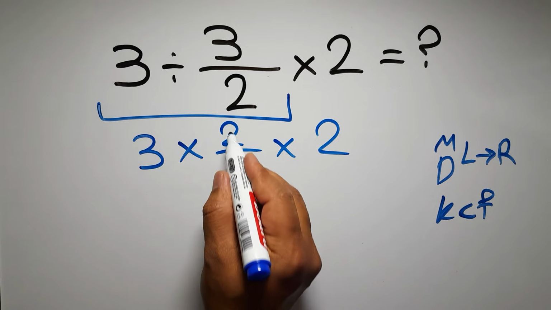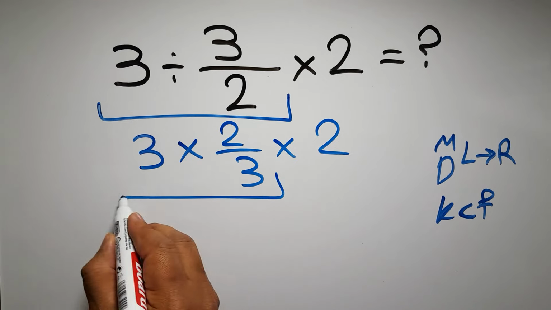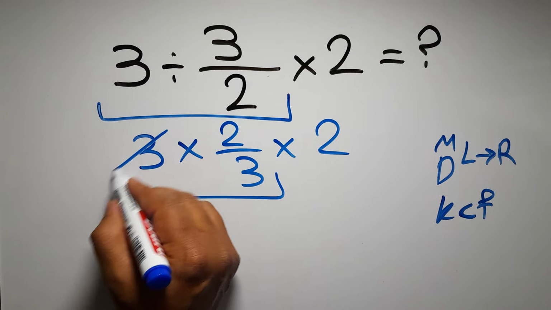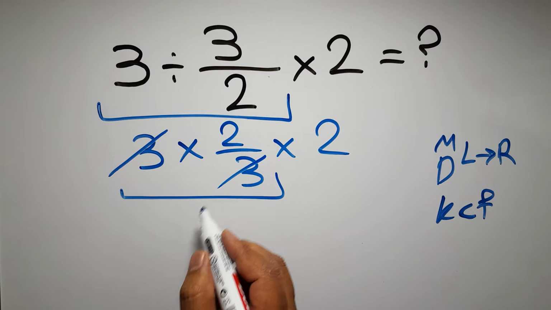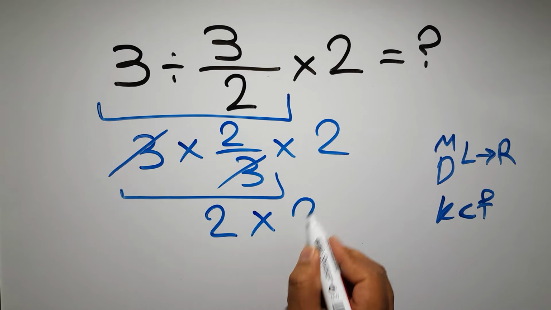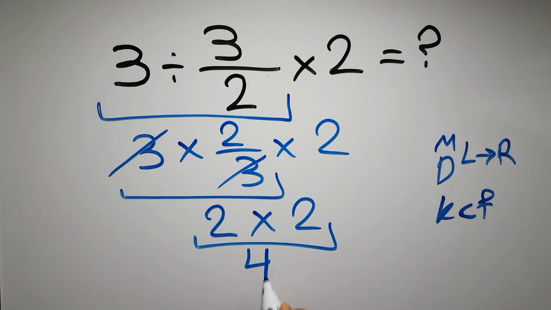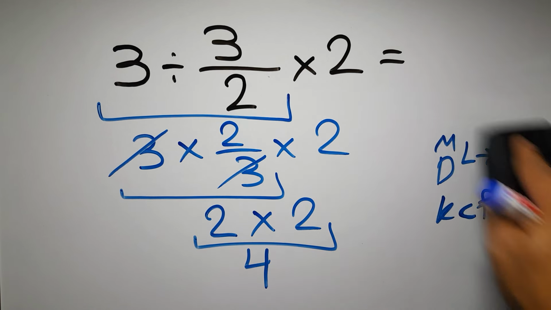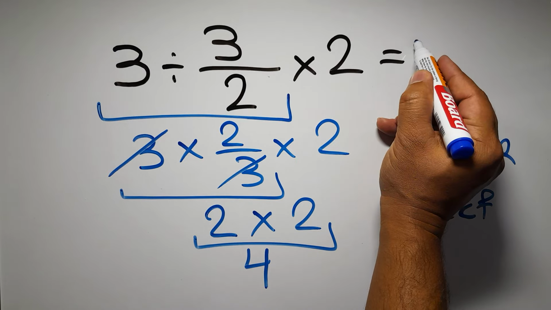Now 3 times 2 over 3. We can easily cancel this 3 and this 3. So we have just 2. And 2 times 2 equals 4. And this is our final answer to this problem. The correct answer is 4.